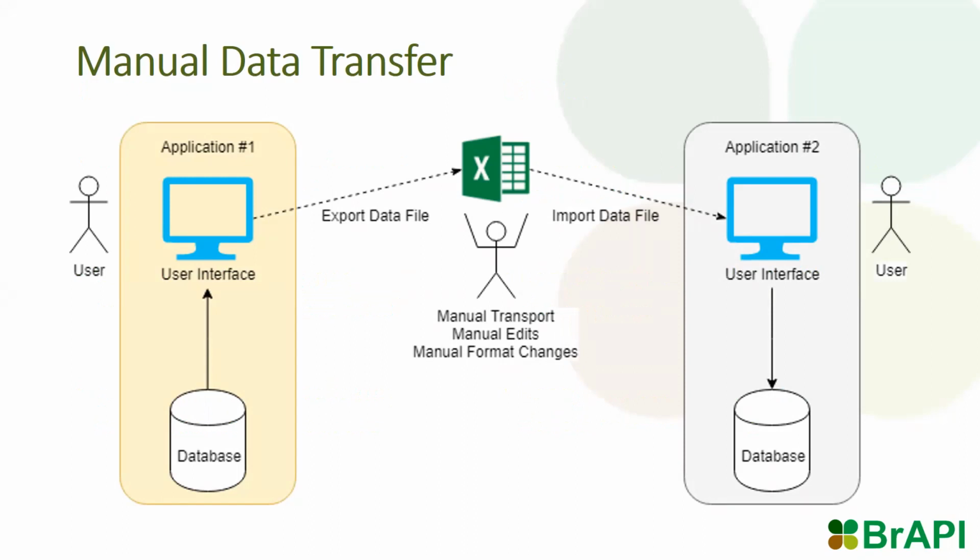Many of the system integrations we see in today's breeding software domain rely on manual data transfer. Manually transferring data from one system or tool to another can take a lot of effort and is prone to human error. In this diagram, we can see an example of manual data transfer where a user is required to export from one system, usually into an Excel or CSV file, manually transport that data from one system to another, and then import it into the second system. This process can be slow and error-prone. There might be manual edits and format changes as the export file and import template may be slightly different.